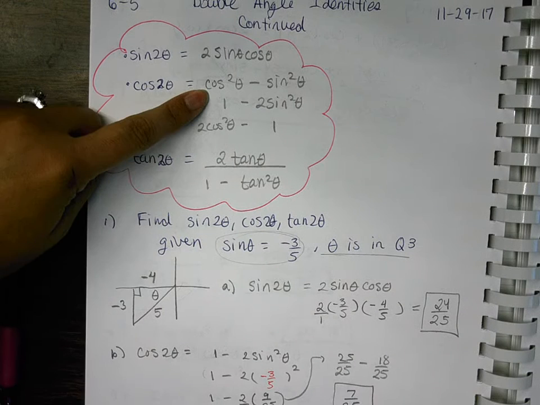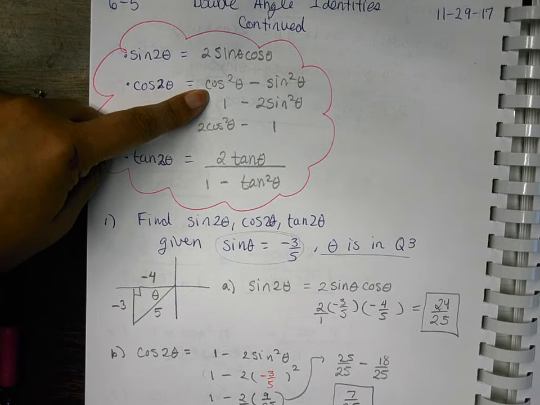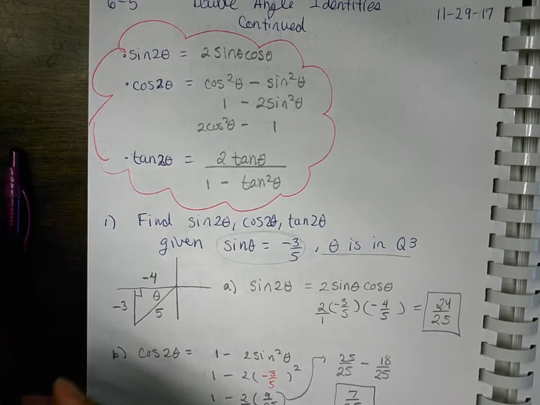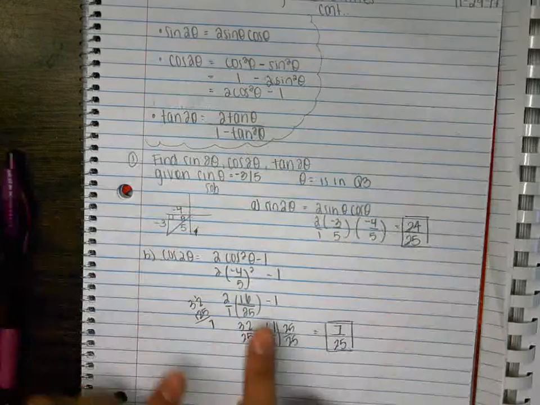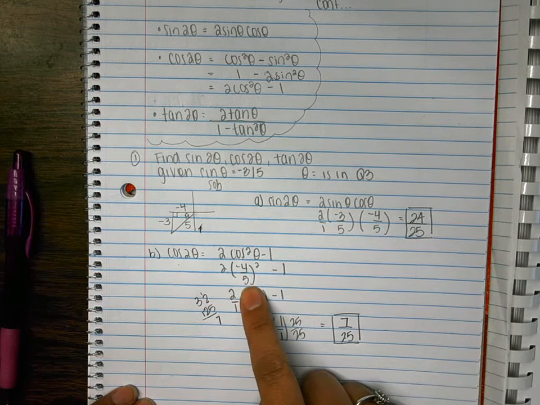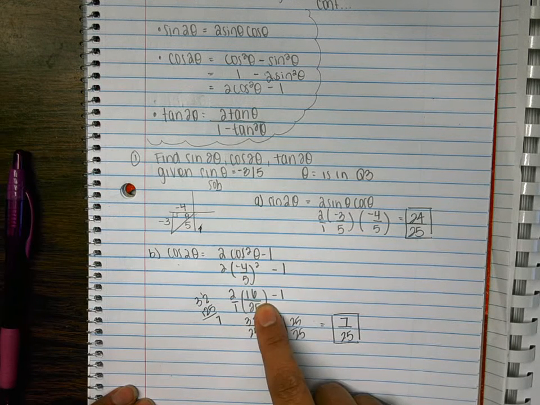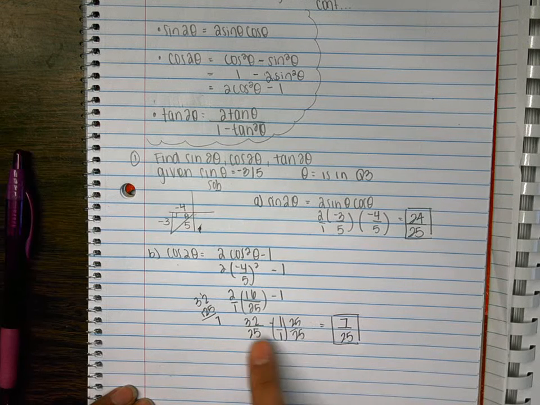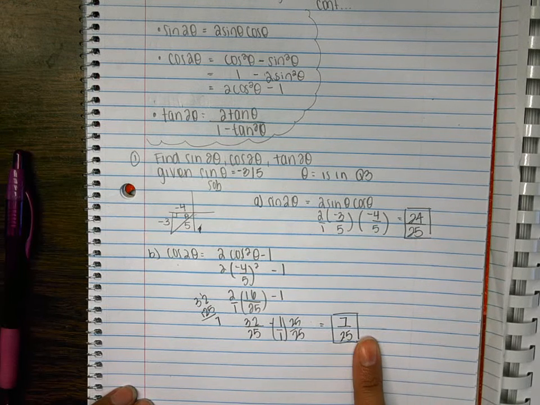Okay, anybody use the first one? Same answer? Yes. All right, and then I did the second one, same answer, and I'm going to show you the third one. So she did the 2 cosine squared. Cosine is negative 4/5. She squared it, 16 over 25, 32 over 25, and then she got a common denominator and still got the 7 over 25.